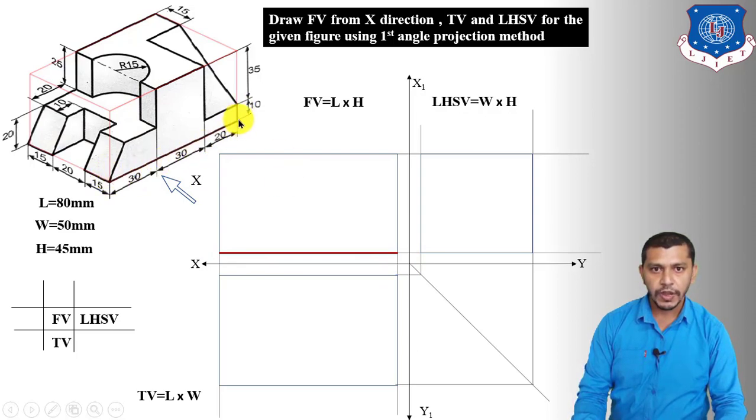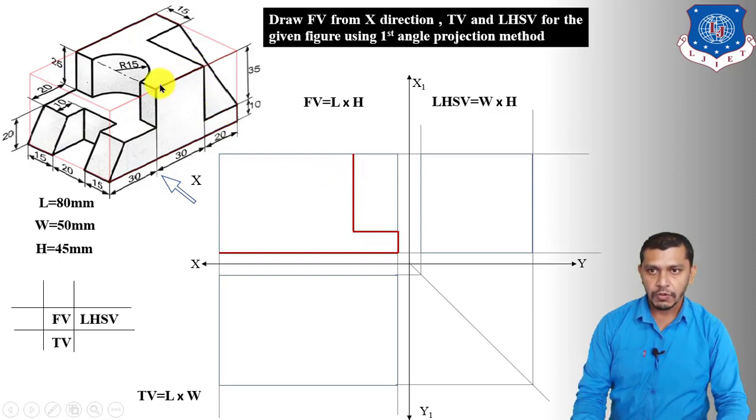Now from this corner point, draw a vertical line having length 10 mm. Now from this point we have to show this edge, which has a length of 20 mm, which is a horizontal line. So from this point, draw a horizontal line having length 20 mm. Now from this point we have to show this vertical line having length 35 mm. So draw a vertical line up to the top edge of the rectangle. The length of this line will be 35 mm.